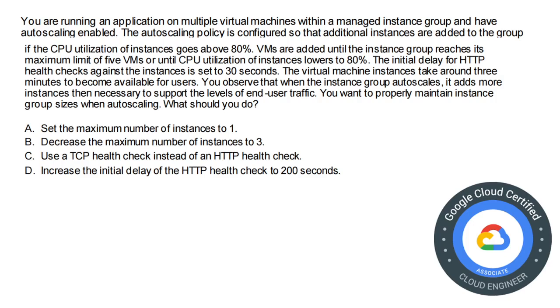The virtual machine instances take around 3 minutes to become available for users. You observe that when the instance group auto scales, it adds more instances than necessary to support the levels of end user traffic. You want to properly maintain instance group sizes when auto scaling. What should you do? So basically what you want to do is properly maintain the instance group sizes when the auto scaling is happening.